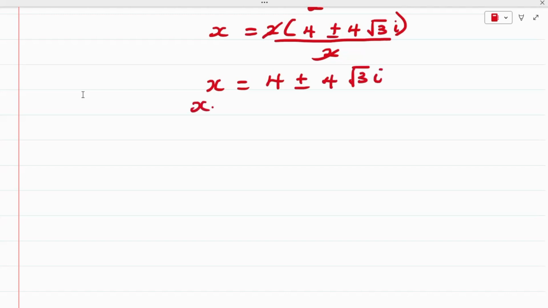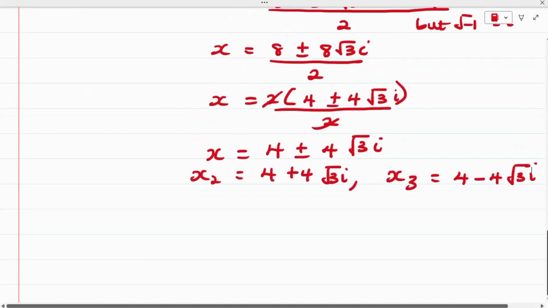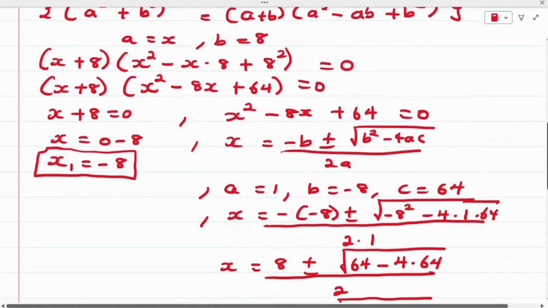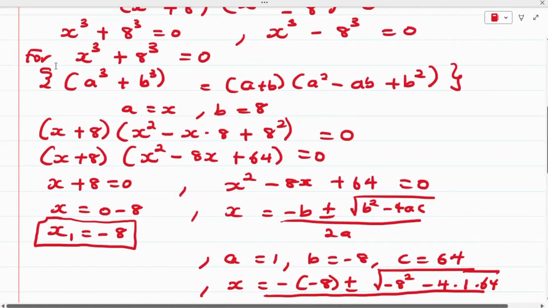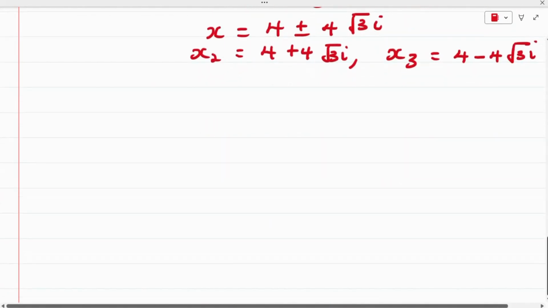So we have that x2 is equal to 4 plus 4 the square root of 3i, and we have that x3 is equal to 4 minus 4 the square root of 3i. So guys, we have been able to find the first three values of x right here. So we are done solving for x raised to the power of 3 plus 8 raised to the power of 3 equals 0. So we want to solve for x raised to the power of 3 minus 8 raised to the power of 3 equals what?